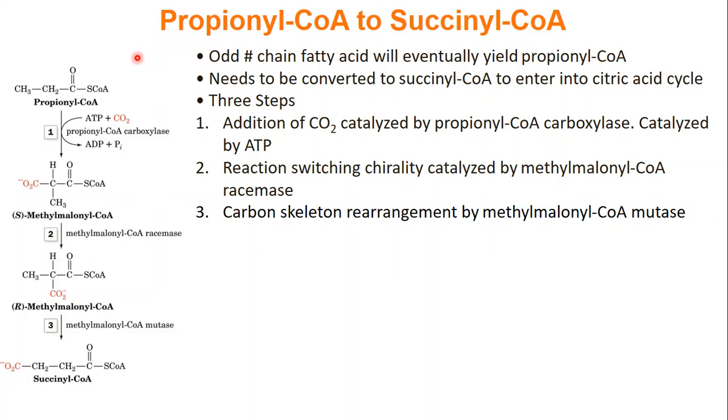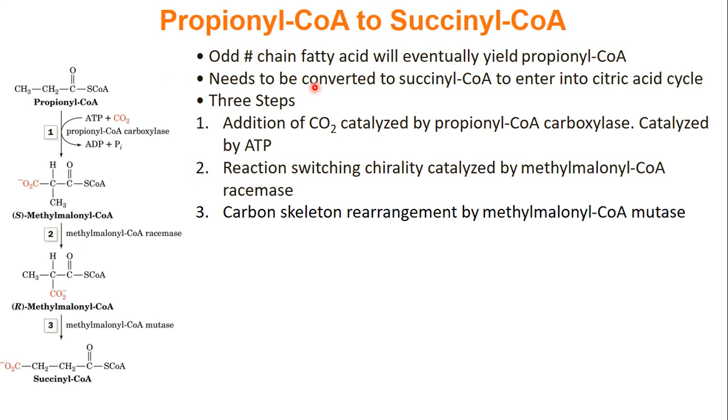In this video, we're going to continue to look at beta oxidation, and we're going to look at the problem that occurs when you have an odd number chain fatty acid. Because if you remember, normal beta oxidation will chop off carbons in groups of 2. Well, if you have a fatty acid that's an odd number, eventually you're going to be left with 3 carbons and have propionyl coenzyme A. We need to get rid of this propionyl coenzyme A.